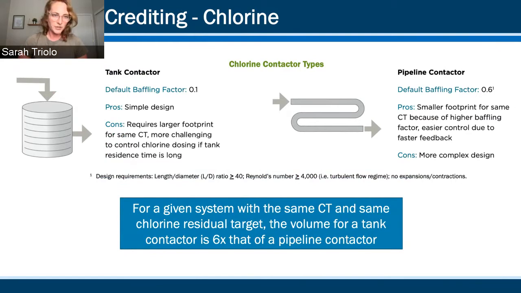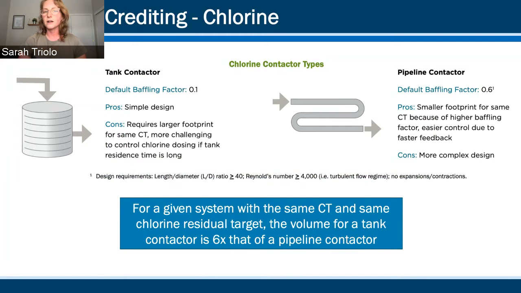So that's one option. And then the other option on the right is the pipeline contactor. The benefit of this is that you can get a higher default baffling factor of 0.6, and that's assuming that you can meet some specific design features that are shown in that footnote. I won't talk about those right now. But the benefit is that you can have a smaller footprint for the same CT.